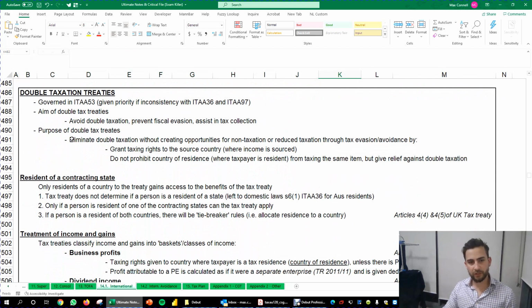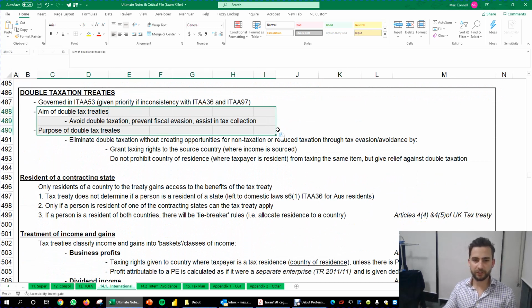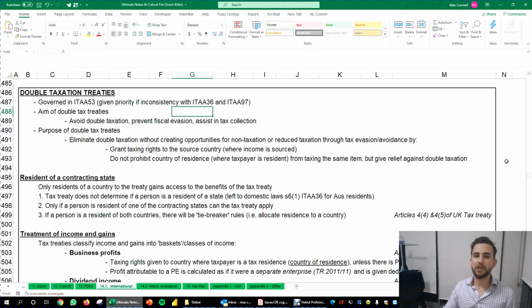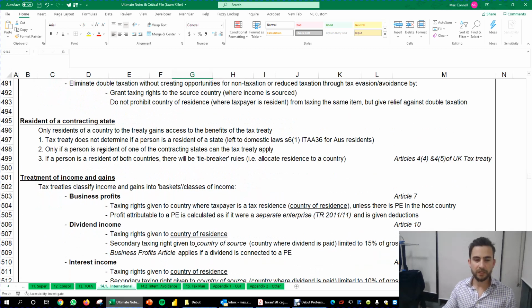So, double tax treaties, we talked about this before. They are governed by the Income Tax Act 53. The aim of the double tax treaties is to avoid double taxation, prevent fiscal evasion, assist in tax collection, and eliminate double taxation without creating opportunities for non-taxation or reduced taxation through tax evasion or avoidance. Only residents of a contracting state, a country party to the treaty, gain access to the benefits of the treaty.